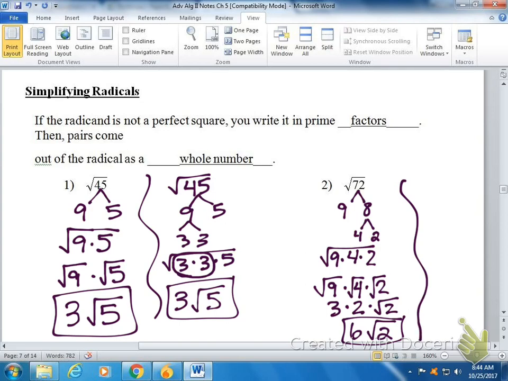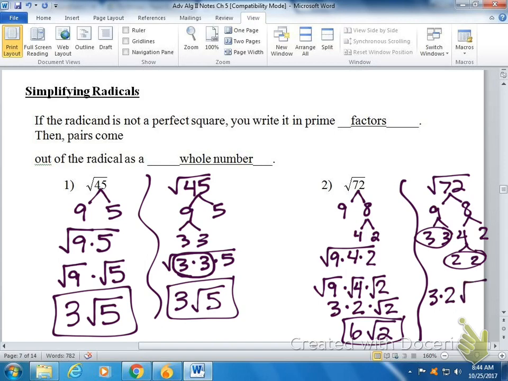Looking at this the second way, probably what you're more familiar with is completely factoring, finding all the primes, and circling the pairs, recognizing, okay, I've got a pair of 3s and a pair of 2s, so they go out of the radical symbol, and I'm left with 2, which doesn't have a pair, so it's left inside the radical. I get the same answer. I'm probably going to be circling pairs and bringing them out, but I want you to realize it's because they come from perfect squares.